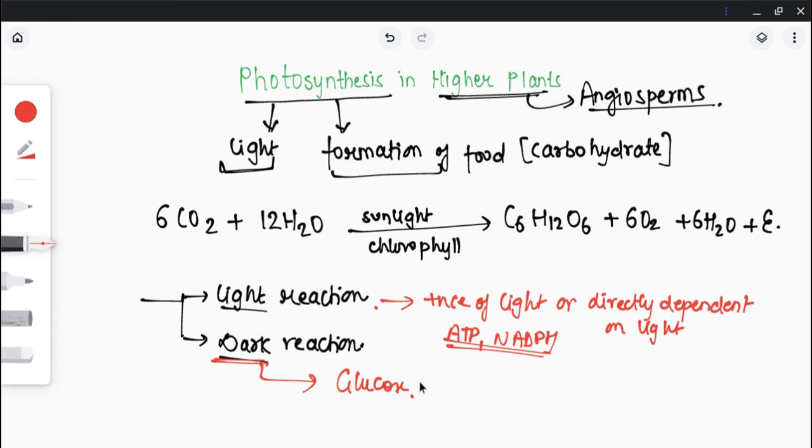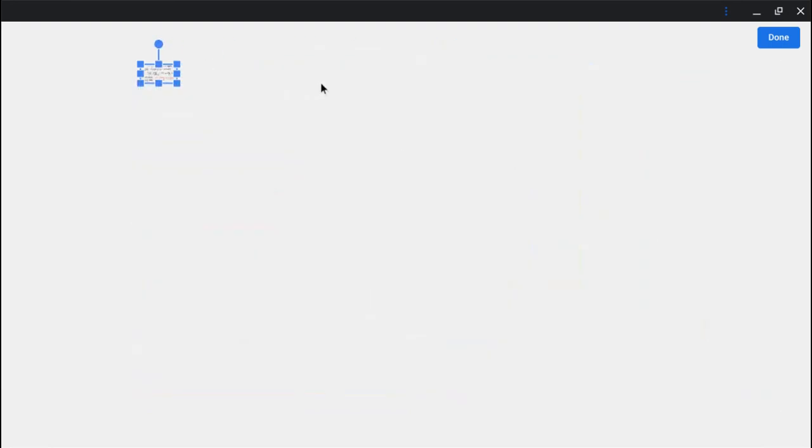Okay. Then suppose we take another example, Ruben and Kamen. The scientists used a radioactive isotope of oxygen, and then they found out that the oxygen molecule from H2O is the source of oxygen. Because before that, it was believed that the oxygen from CO2 is released out in the form of O2. Okay, so that we have to learn. I hope you people are understanding this. In the later classes, when we learn in detail, it will be more clear to you.